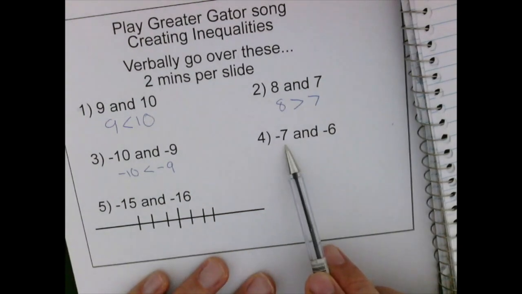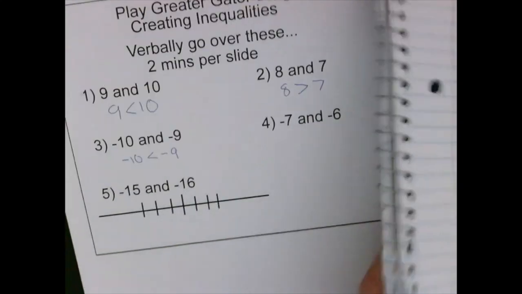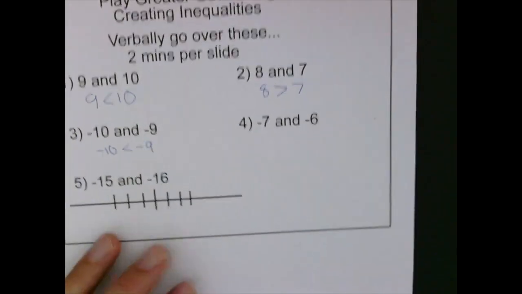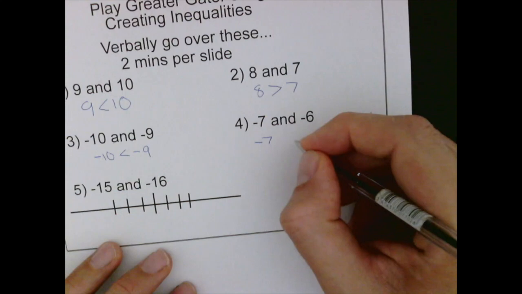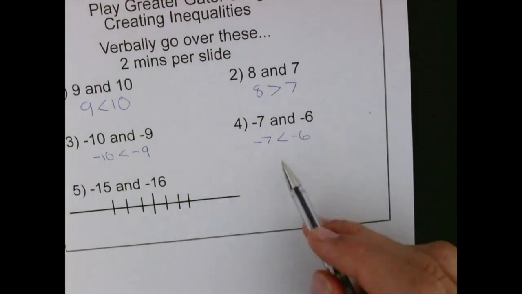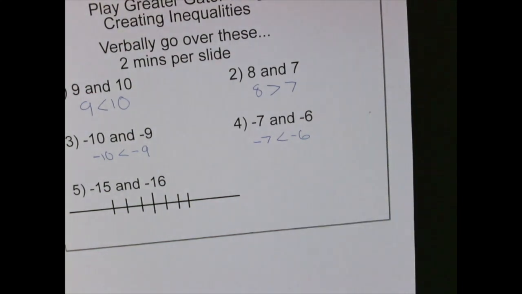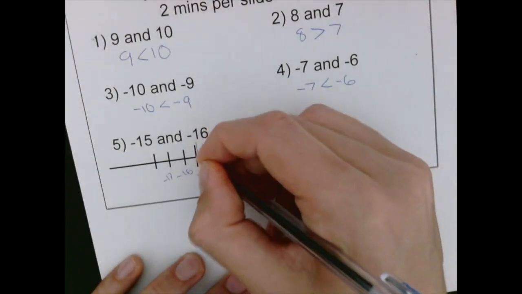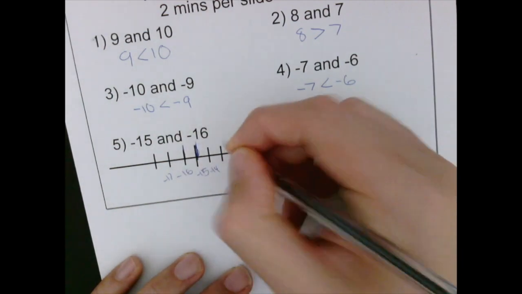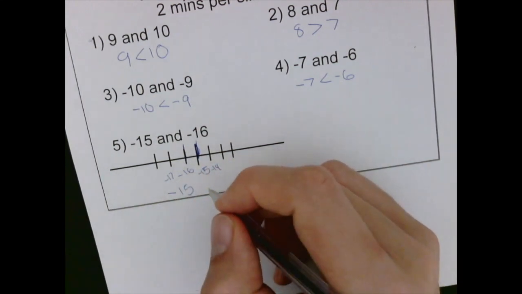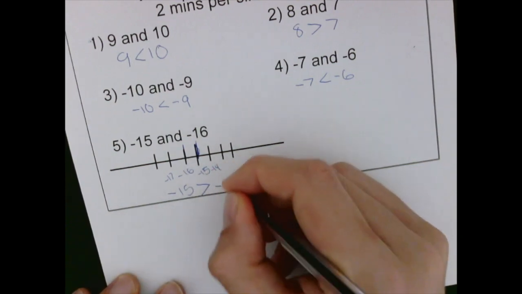Number 4, negative 7 and negative 6. Once again, I can look at a number line, and I can see that negative 7 is over here and negative 6 is over here, so negative 6 is bigger than negative 7. So now I read this as negative 7 is less than negative 6. Number 5, negative 15 and negative 16. Negative 15 is right here, and negative 16 is right here. So that means negative 15 is greater than negative 16.